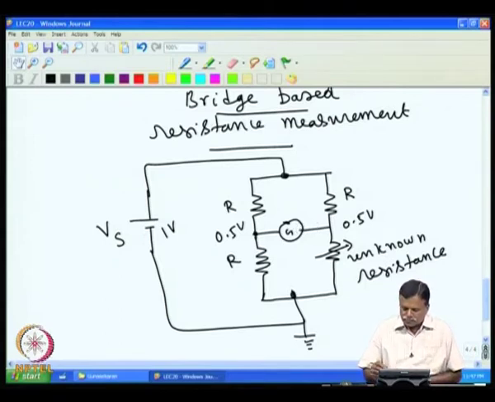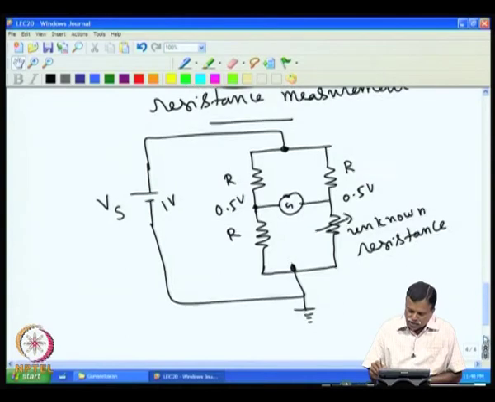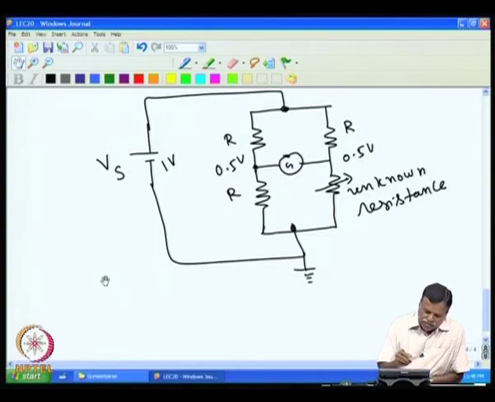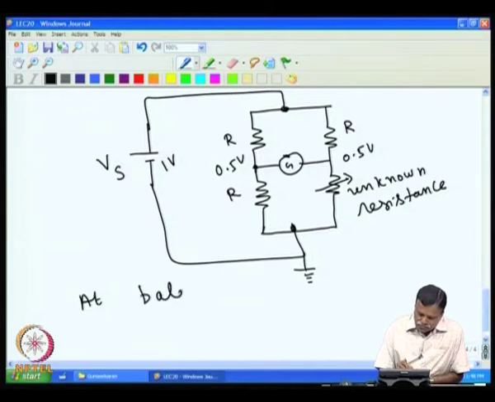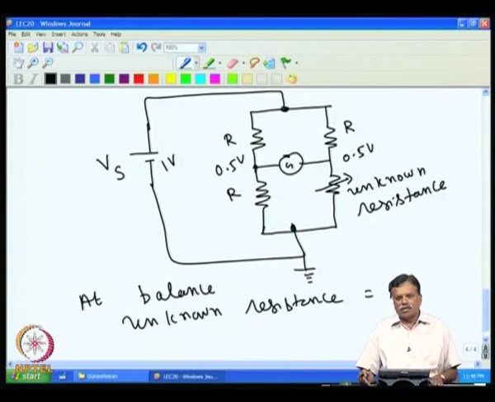Now, that means when the bridge is balanced, we can take the resistance value here as equal to here. So at balance, the unknown resistance is equal to R. Unknown resistance equal to R. This is the basic Wheatstone bridge.